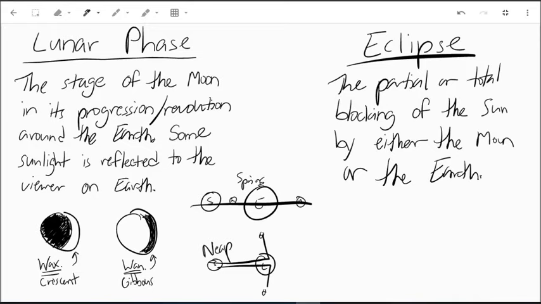When a celestial body is blocked or in the shadow of another. It's a good definition, John. I'd keep that definition. Maybe just add in a connection for the sun, earth, and moon. So in the third box.